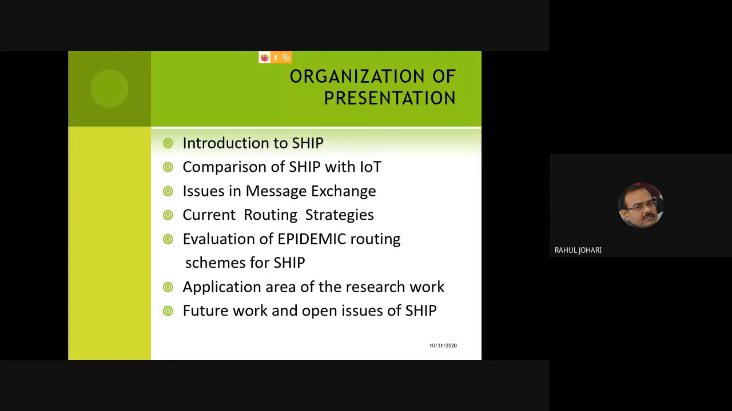Now this will be the brief organization of our presentation. First is, what is a SHIP network? Though the full form is already there in the FDP schedule, so you will already have read about it. How do we carry out a comparison of the SHIP with the IoT networks? What are some typical issues in message exchange during the routing phenomena in the networks? Then we'll discuss one of the most popular routing strategies, called the epidemic routing strategy, introduced by Vahdat and Becker. It's a very popular routing strategy.